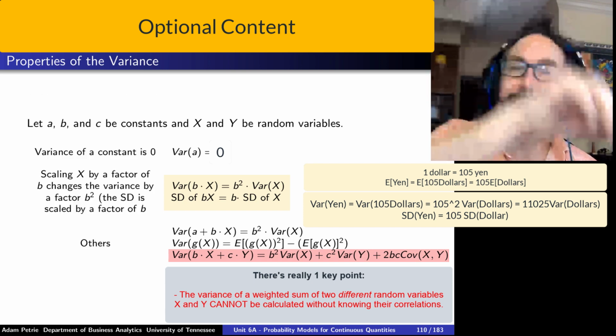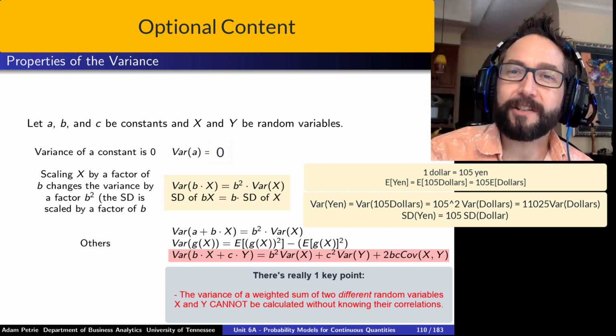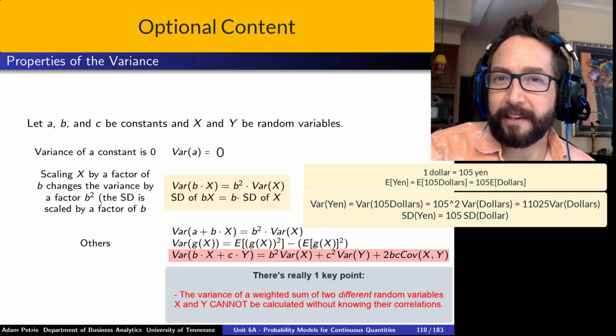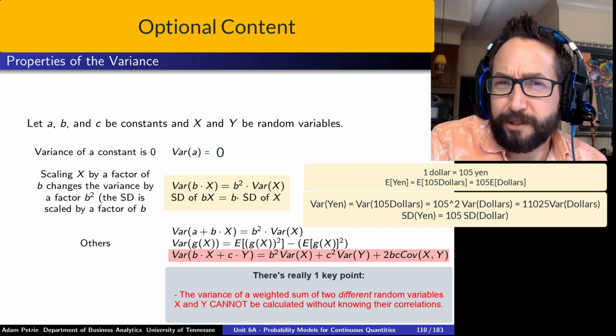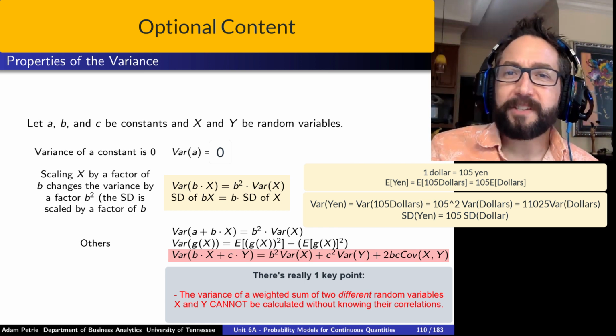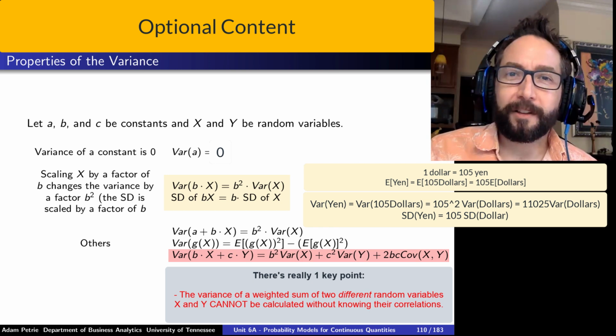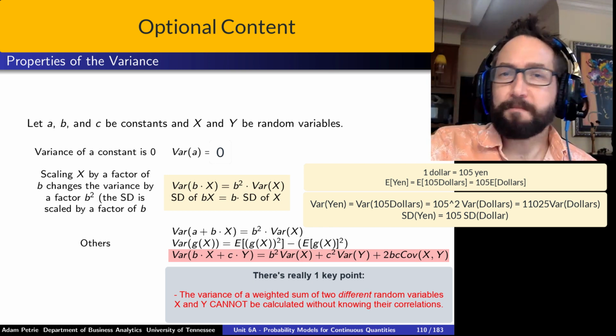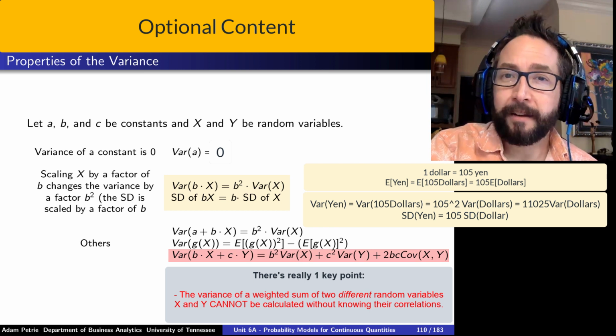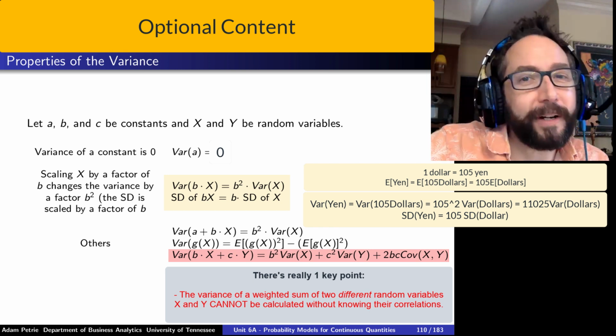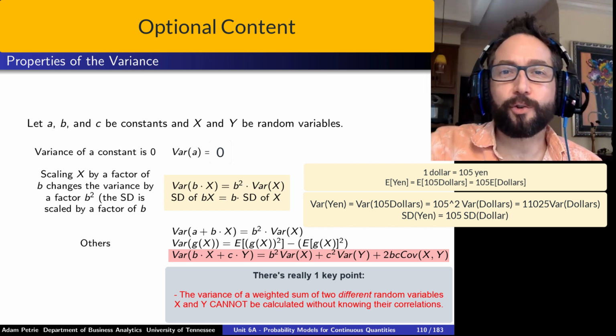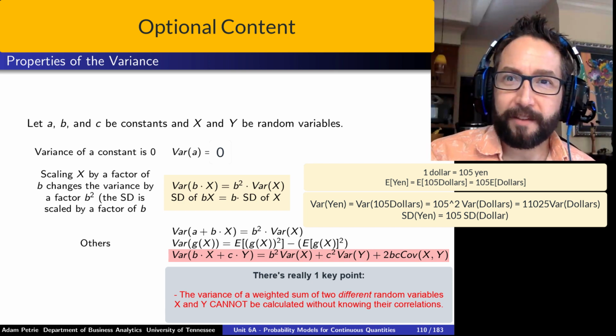I can take a constant out in front of that variance operator as long as I promise to square it. And that makes sense because if I think really in terms of standard deviations, which I'm very comfortable doing, the standard deviation of the amount in dollars, if I just scale that up by b, should give me the standard deviation in yen. And so since the variance is the square of the standard deviation, that's why that b gets squared when you pull it out of that variance operator.